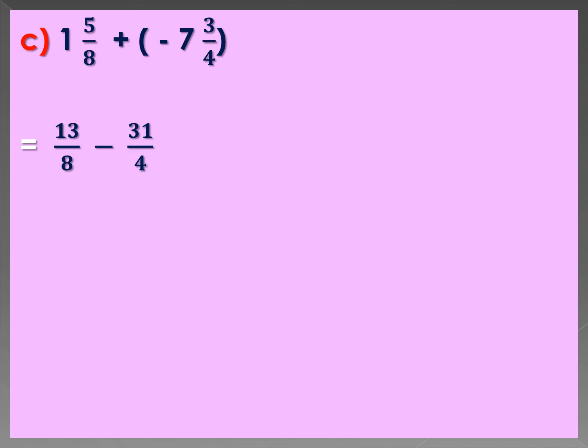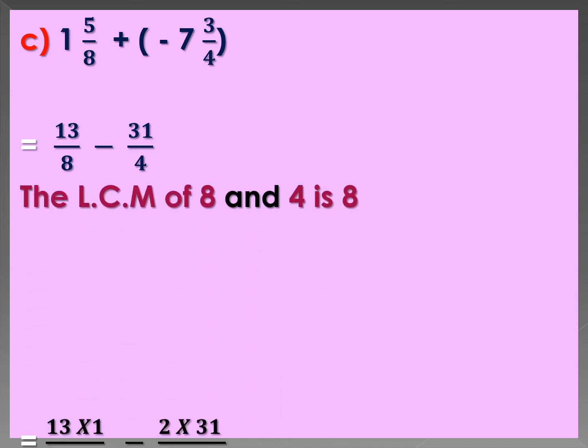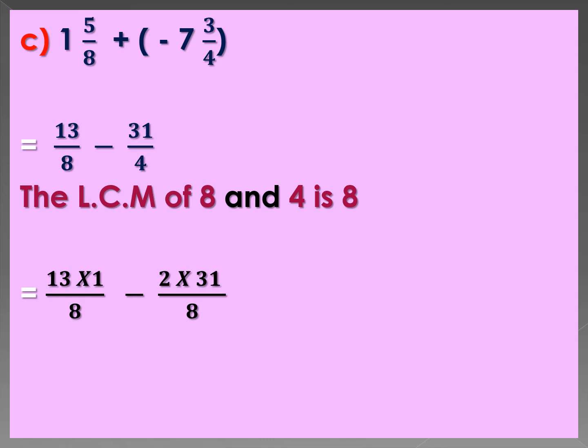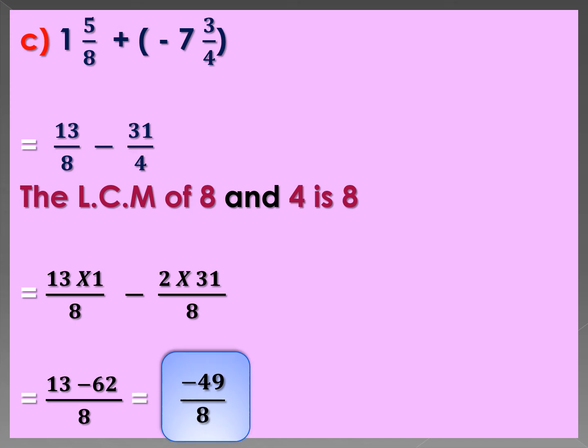Now we have the two different denominators, 8 and 4. The LCM of 8 and 4 will be 8. So the two new fractions will be 13 times 1 over 8 minus 2 times 31 over 8. It will be 13 minus 62 over 8, which is equal to negative 49 over 8 in the simplest form.